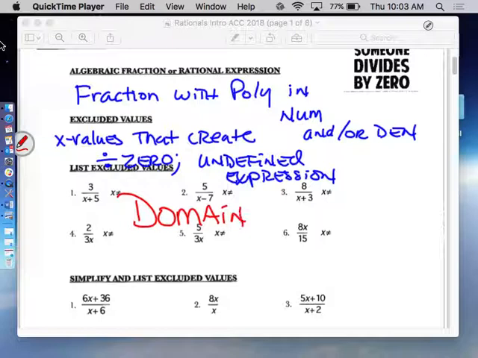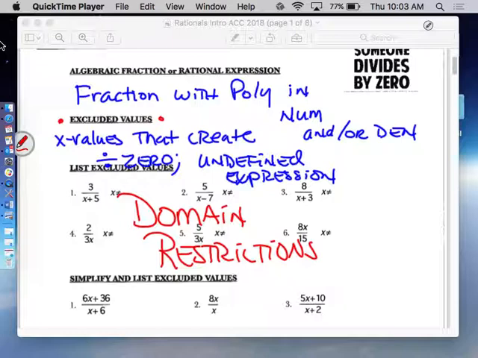So I want you to be comfortable with either set of instructions as they're given. The instructions could say list domain restrictions, or the instructions could say list excluded values. So in the world of rational equations and rational expressions, excluded values, domain restrictions, are numbers that create division by zero. So you're simply looking at the denominators. So let's look at a few of these together.